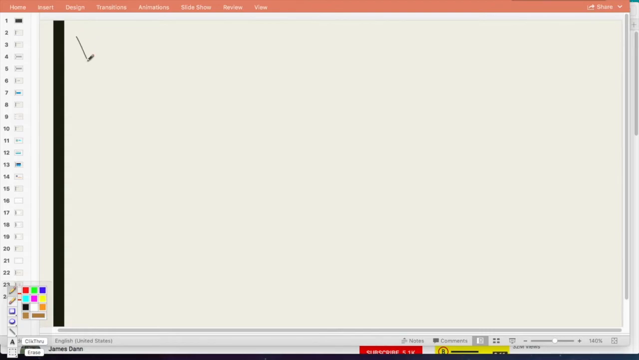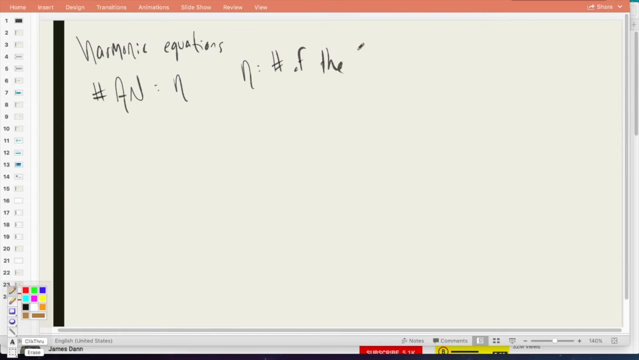The equations you need to know for harmonics. First of all, you need to know that the number of antinodes is going to be equal to n, where n is the number of the harmonic. And it's always a whole number. N equals 1, n equals 2, n equals 3. The first harmonic, aka the fundamental, the second harmonic, the third. Let me give you one more little reminder. The first harmonic is always going to look like this. So the number of antinodes is going to equal the number of the harmonic, the first, the second, the third, the fourth, and so on.